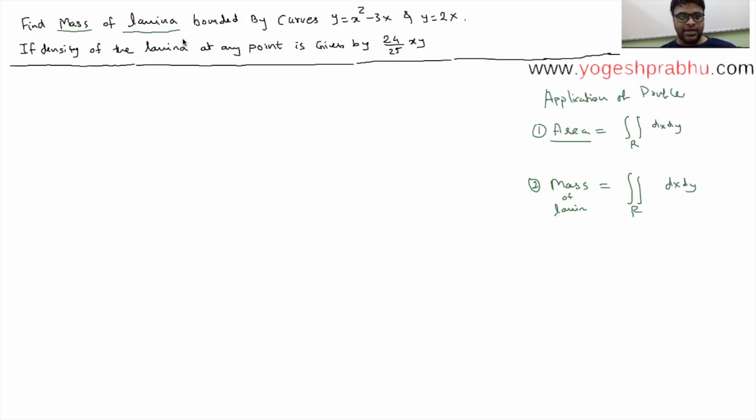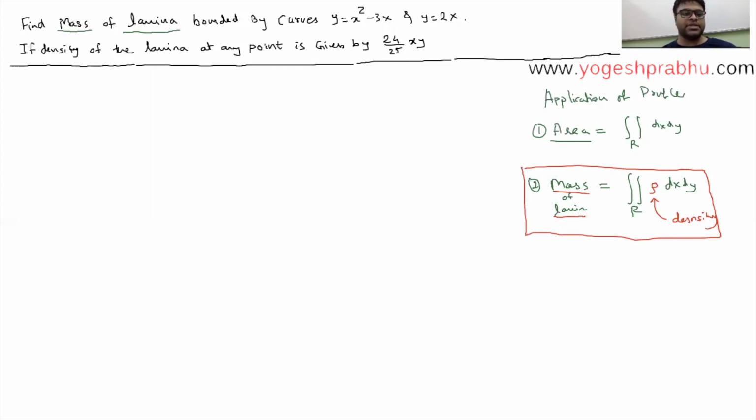except the new thing here is that when you want to find the mass of a lamina, you write down rho. And this rho over here is a density, okay? So if you know the density of that lamina at any point, you can always find out the mass of the lamina. So we will be using this formula to solve this question.